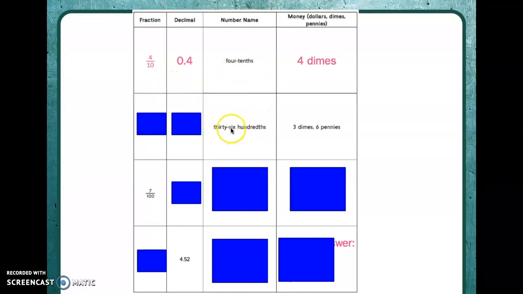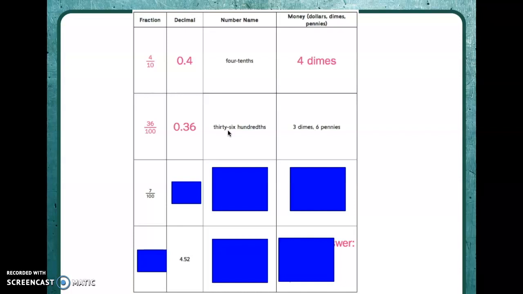Go ahead and pause the video and try to write the fraction and decimal for 36 hundredths, or 3 dimes and 6 pennies. Okay, hopefully you wrote the fraction 36/100, and hopefully you wrote the decimal 0.36. Go ahead and pause the video and try the next 2 problems.